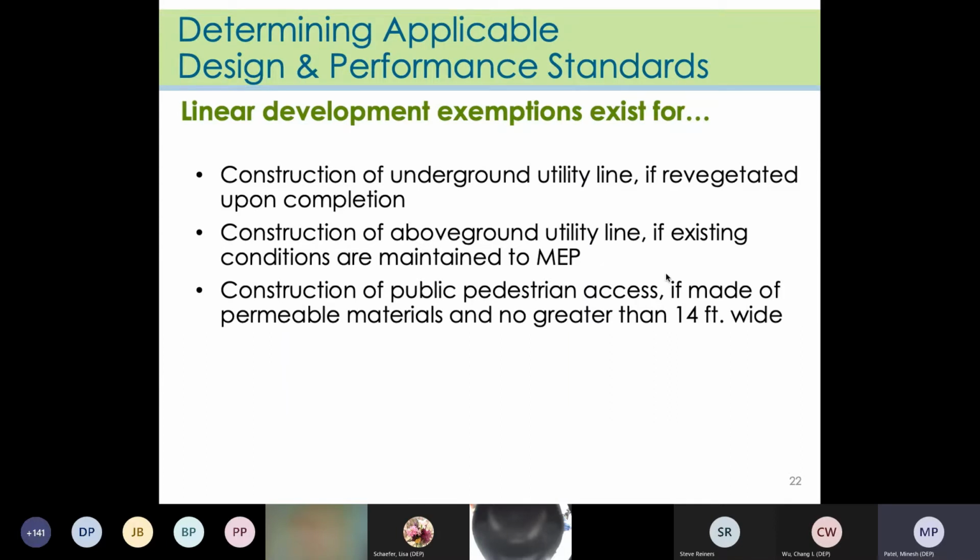The following linear development exemptions may be granted if the requirements are met for each. That is the construction of an underground utility line if revegetated upon completion, the construction of an above ground utility line if existing conditions are maintained to the maximum extent practicable, or the construction of a public pedestrian access if made of permeable materials and no greater than 14 feet wide.